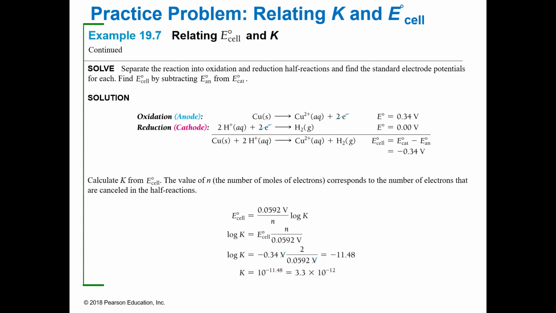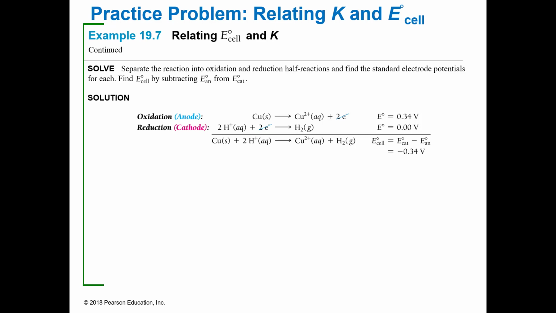Well, you know then K is going to be a small number, because to get rid of the log, you have to do the inverse, which is 10 to the x of both sides of the exponent. So 10 raised to the negative 11.48 is 3.3 times 10 to the negative 12th. That's a really small K, so you know the reaction mainly stays on the reactant side. The reactants are not converted to product. All right.